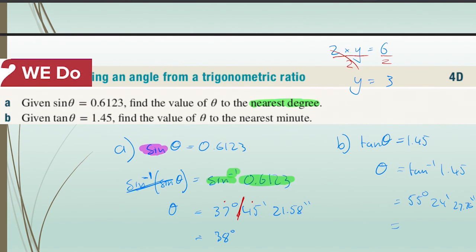And we're asked to answer to the nearest minute now, so we're rounding off here. Now this number is below 30, so our number is staying the same. Sorry, that's a 4. 55 degrees, 24 minutes.